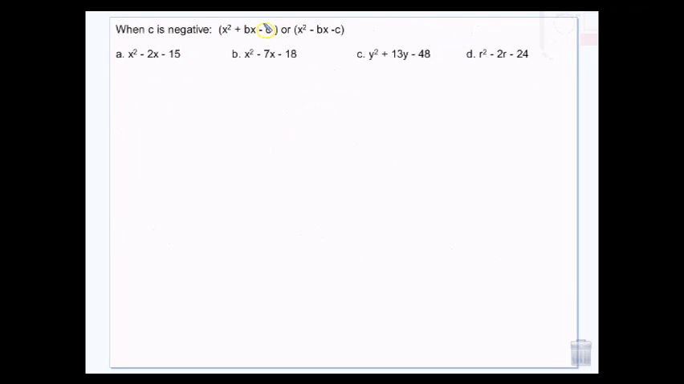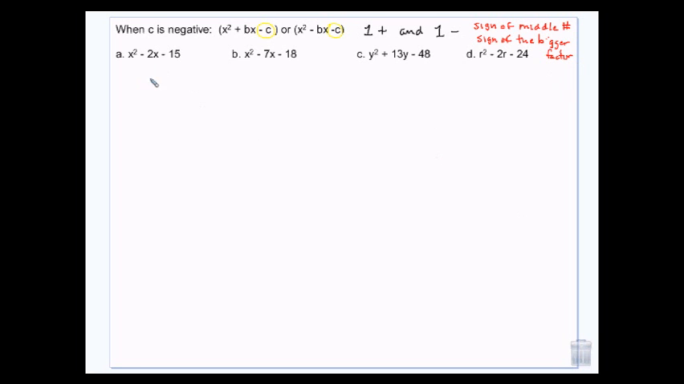So this one is a little bit different because we have a negative C. Now, when C is negative, you could end up with a positive B or a negative B. So what happens on this is you get one positive and one negative. And then the sign of the middle number is the sign of the bigger factor. I'll explain that a little better in just a second.